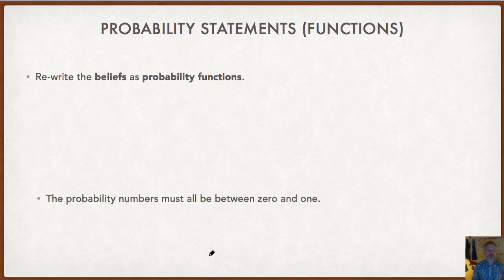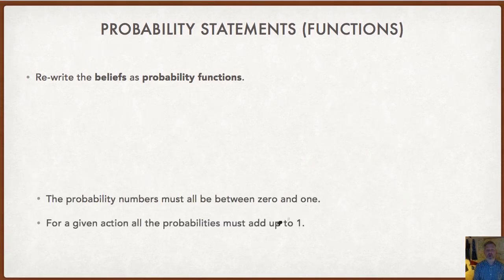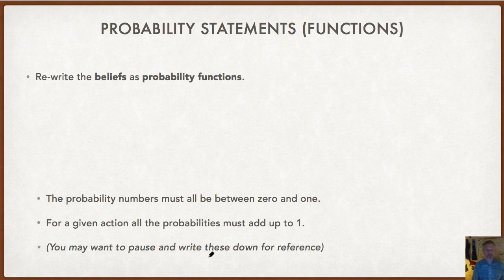All right? So as I showed you before, the probability numbers are all between 0 and 1, and they all must add up to 1. And I showed you that on the previous screen. Okay? And you may want to write them down. I had that in the notes for you.